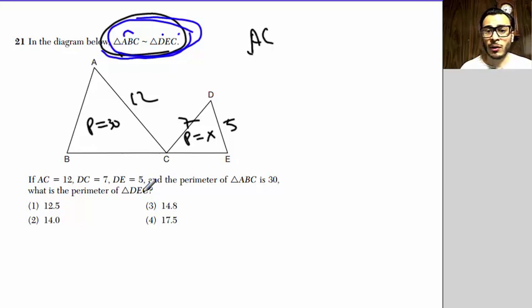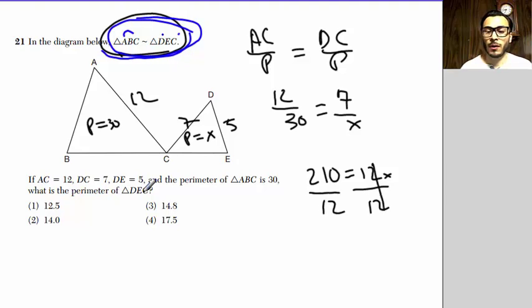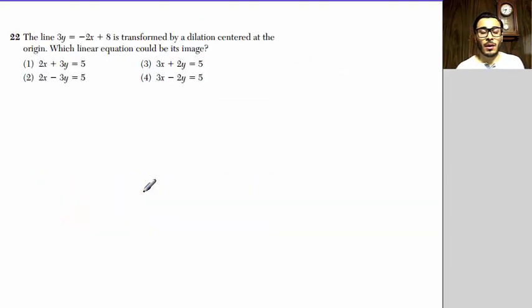So my proportion, I'm going to write it down for you first. It's going to be AC over the perimeter is equal to DC over the perimeter. So the proportion is 12 over 30 equals 7 over x. Cross multiply, you get 210 equals 12x. Divide both sides by 12. What do we get for x, the perimeter we're looking for? Need a calculator. 210 divided by 12. We get 17.5.